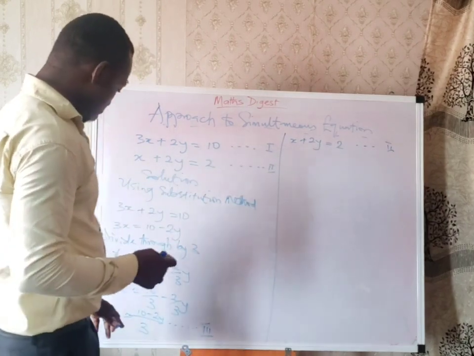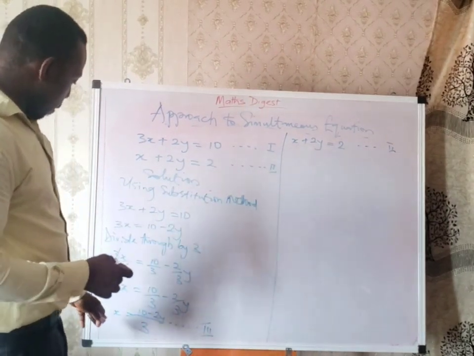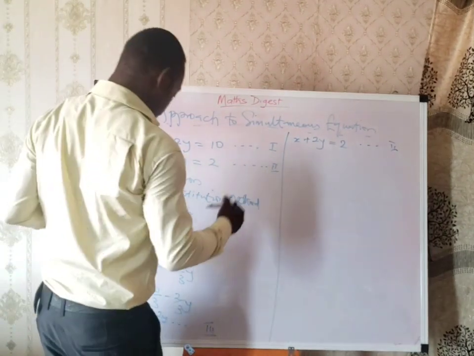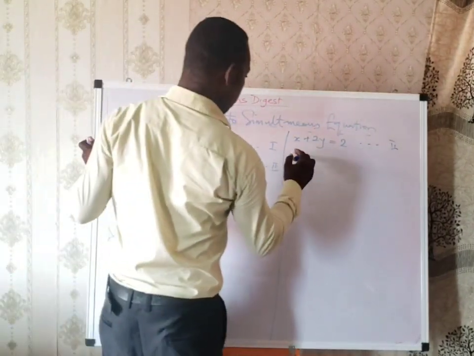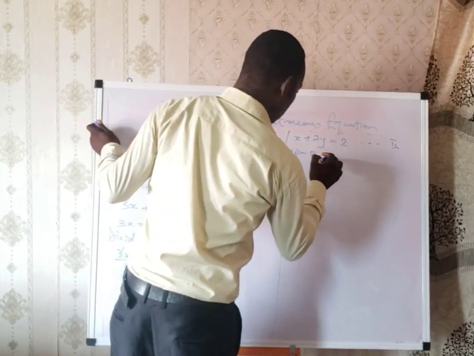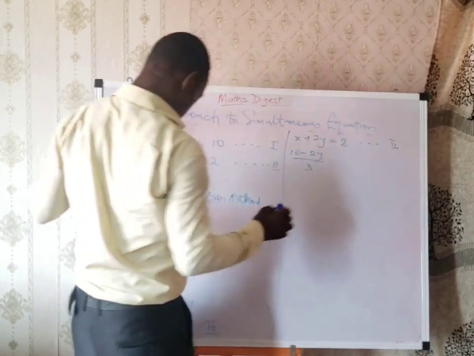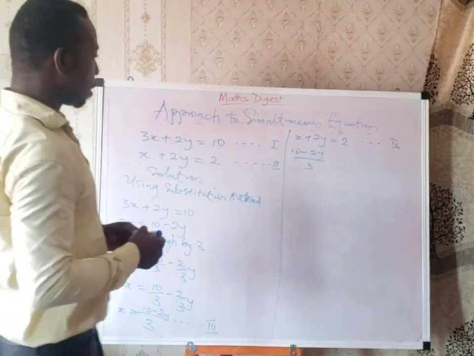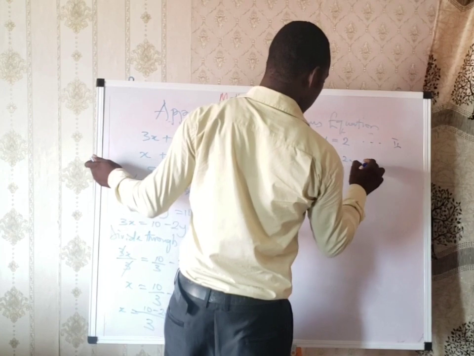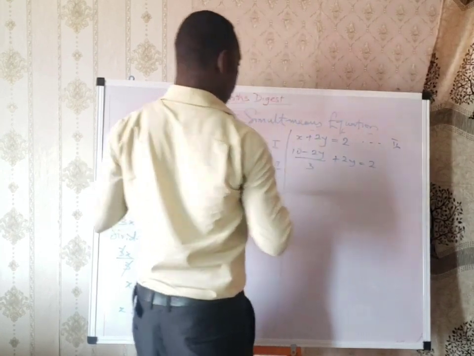Now, wherever you see x, you replace it with this. So we have x is equal to 10 minus 2y over 3, plus 2y equal to 2.